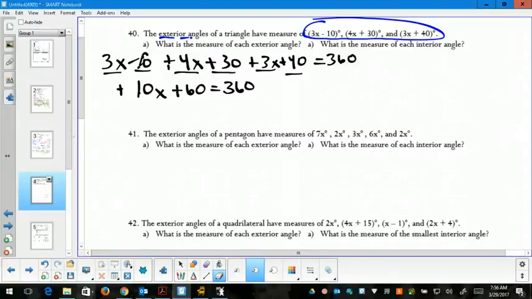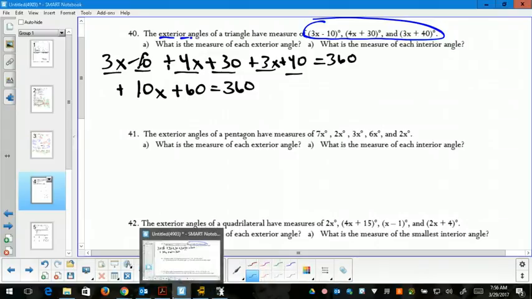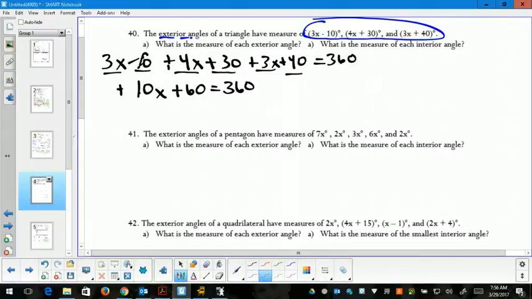Any questions so far? And the only reason I made it add to 360 is because it said that it was the exterior angles. If it had been the interior, I would have had to do the sum of the interior instead. So 10x equals 300. Divide by 10. X is 30.